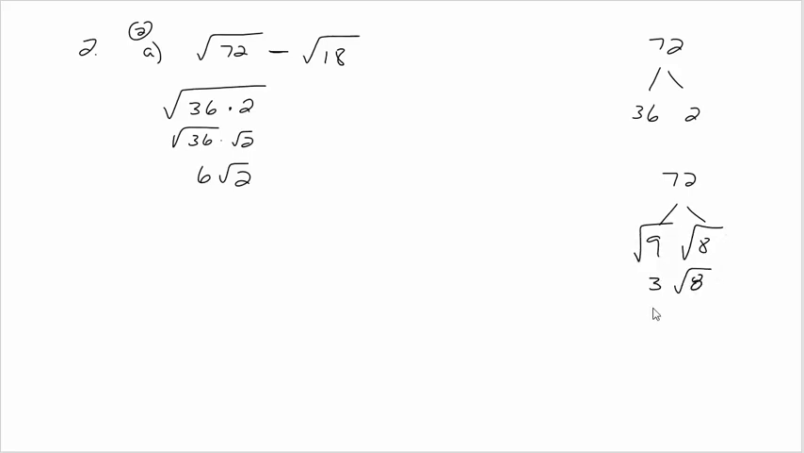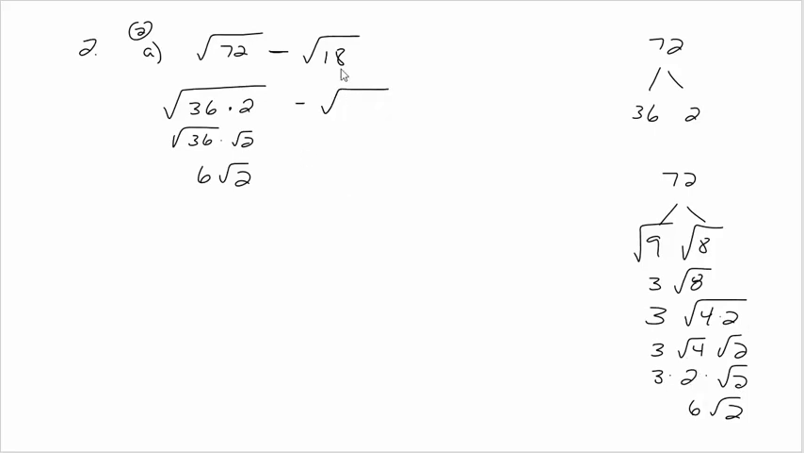3 radical 8. But then I could break 8 down some more to 4 times 2. So then I have 3 times the square root of 4, which is 2 radical 2, which also gives me 6 radical 2. So either way you do it, you're going to get to 6 radical 2. This way is just a little bit longer.